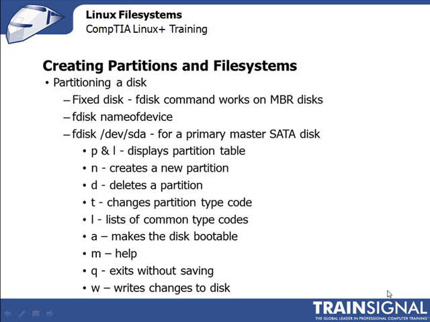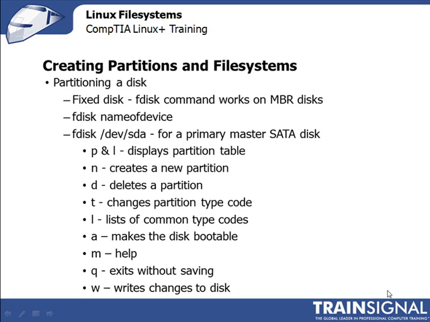And at the fdisk prompt, you can use these commands. N creates a new partition. D deletes a partition. T will change the partition type code. L will list the most common type codes. A makes the disk bootable. And M is for help. To exit the program, you type Q, which will exit without saving, or W, which will write the changes to disk and then exit.